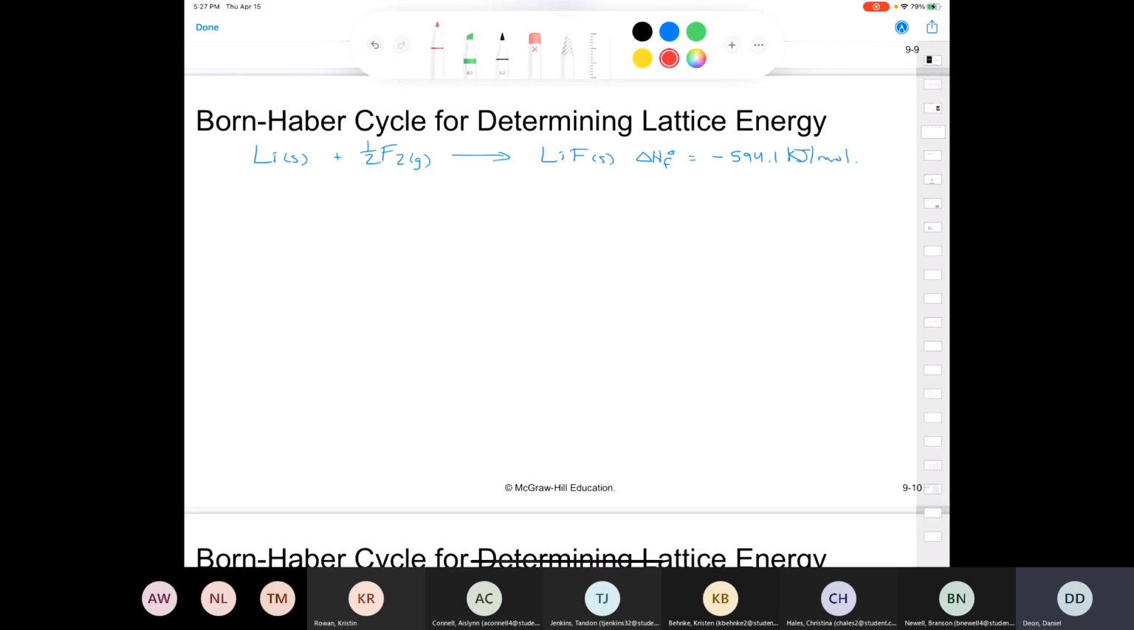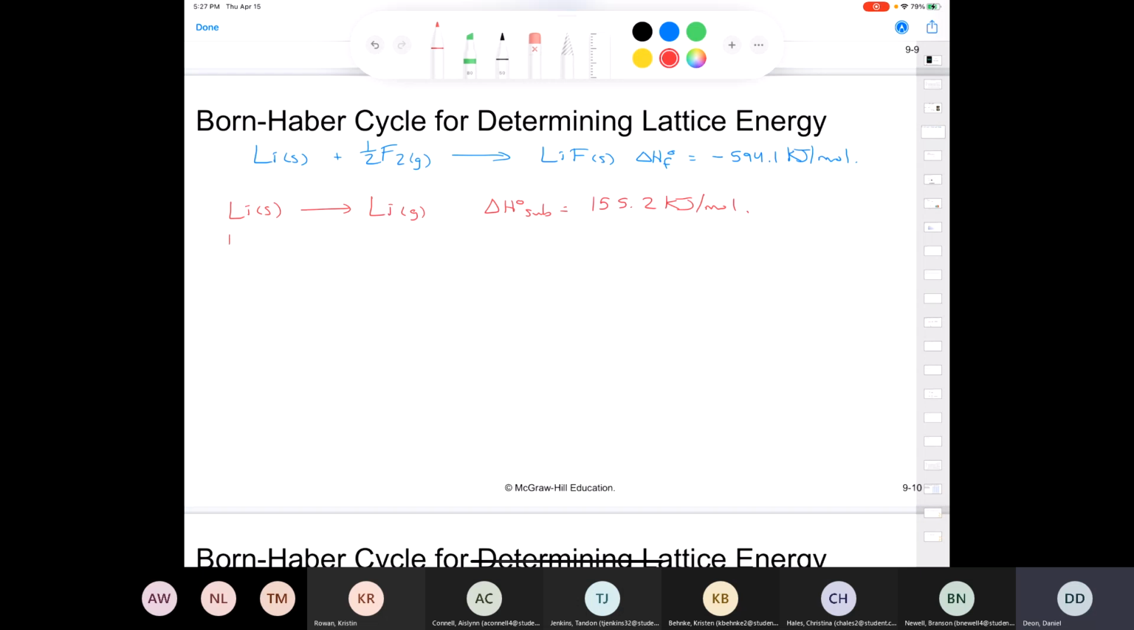So first of all, if we're starting with solid lithium, how are we going to get that converted into a lithium ion in the gaseous phase? The first thing we're going to do is convert it into lithium gas, and that process is called sublimation. You can imagine that this is an endothermic process. We have to put energy in to convert the solid into a gas, and that costs 155.2 kilojoules per mole.